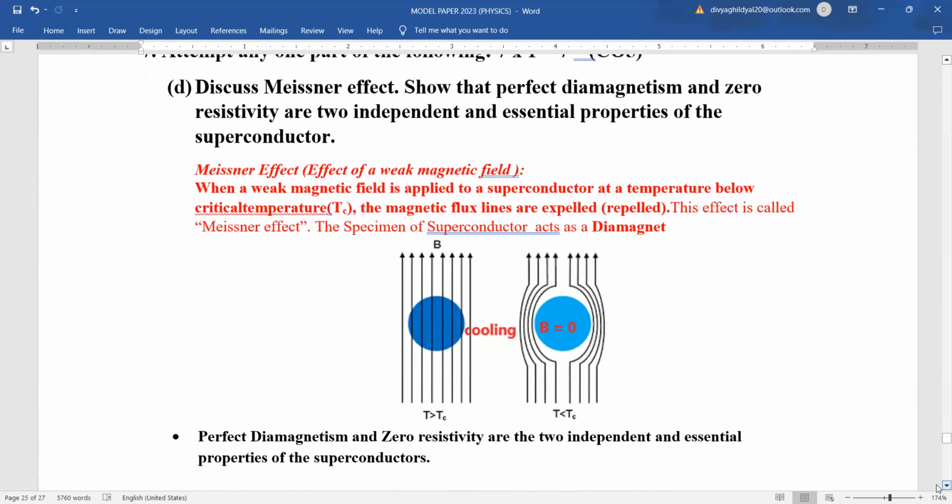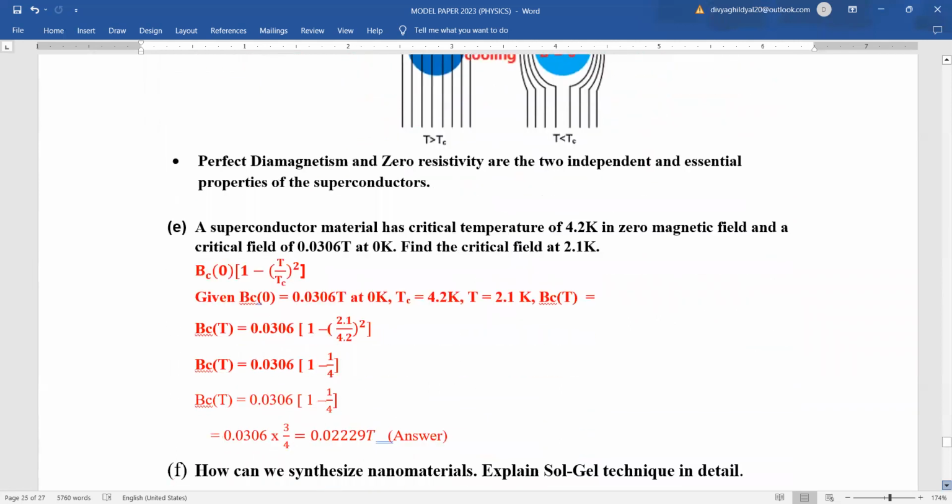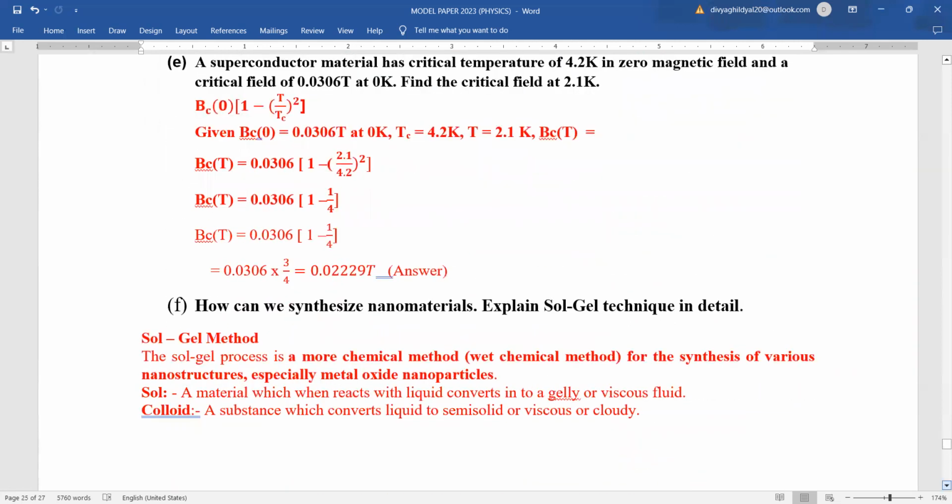Superconductivity, Meissner effect: it expels magnetic lines of force from inside and behaves like a perfect diamagnet, and if a numerical is there, it becomes all the more easy. One synthesis technique, either sol gel or chemical vapor deposition technique.